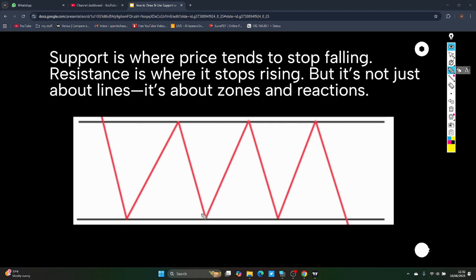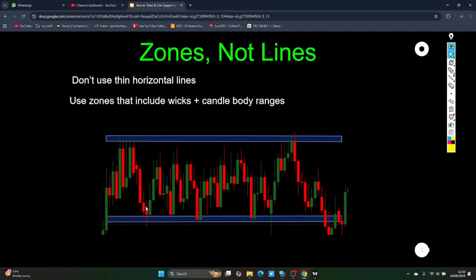That's where the idea of support and resistance came in. Price bounces within ranges. As it falls from up, it is our resistance. As it bounces from down, it is our support. So we shall proceed to the next slide and I'll show you how exactly this makes sense. When you come to this slide, it says zones, not lines. They are zones, not lines.